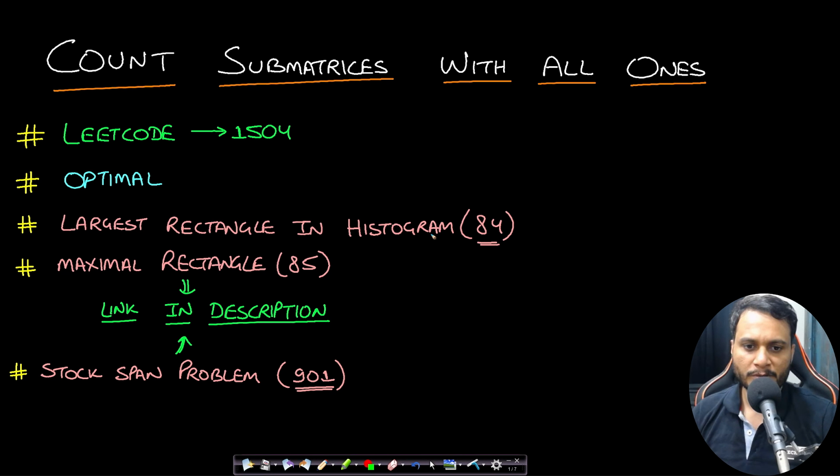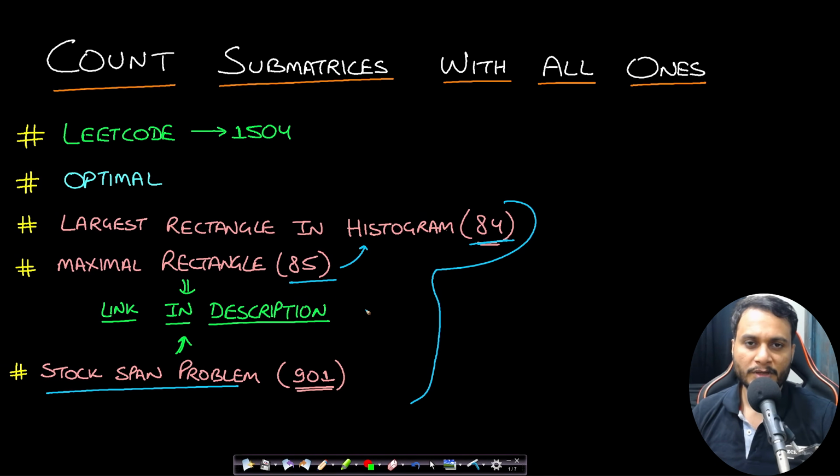If you have already solved the largest rectangle in histogram, which is from Leetcode number 84, or the maximal rectangle problem 85, which is based on problem 84, then you will be able to relate the solution for this problem as well. Now this problem is based on the monotonic stack, which is used in the stock span problem as well as in the largest rectangle in histogram problem. So I have made detailed videos on all of these three. You can find all these solution links in the description below.